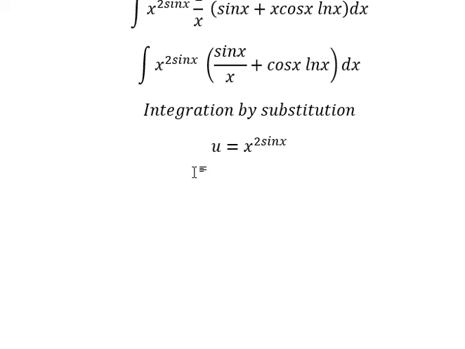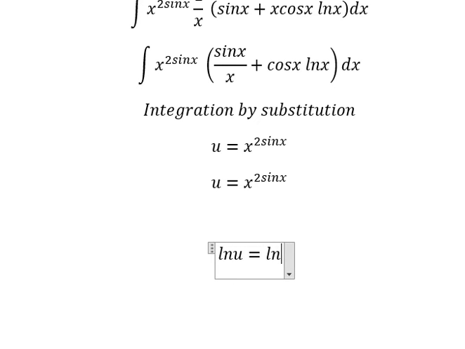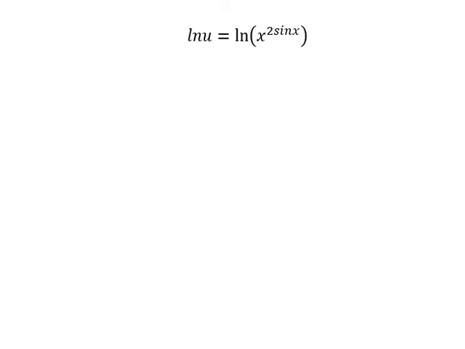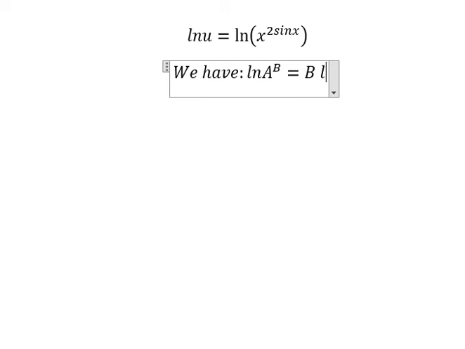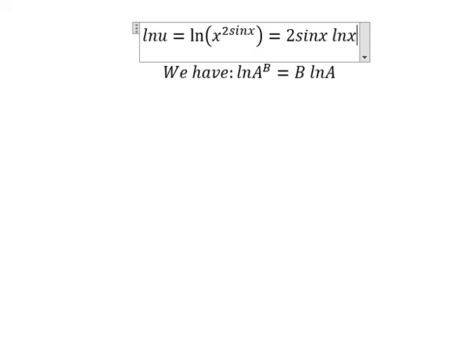Now I will show you the technique of how to do the first derivative of this one. So we put ln on both sides. Next, we have the formula here: ln a to the power of b equals b ln a. So we apply the formula here and we have 2 sin x ln x.